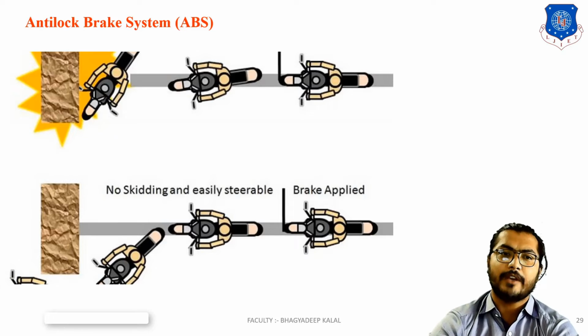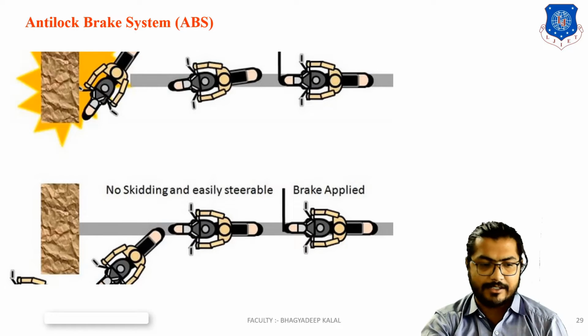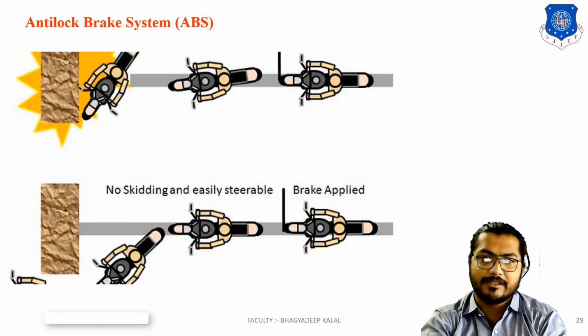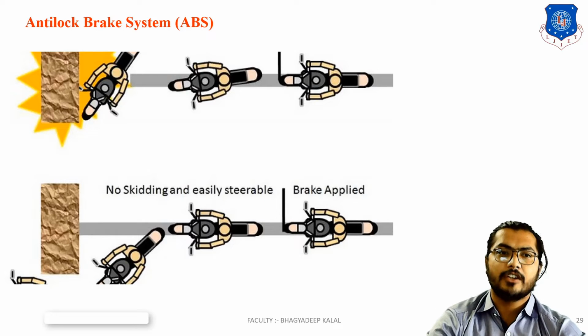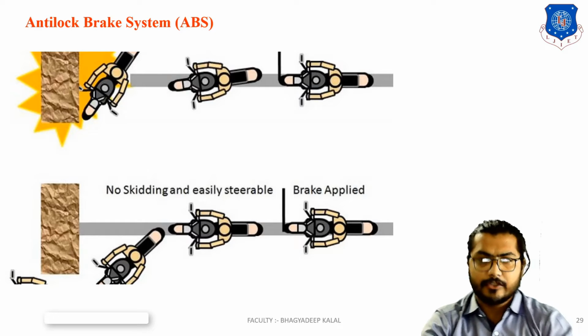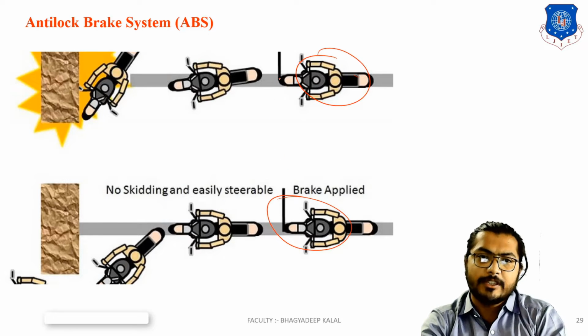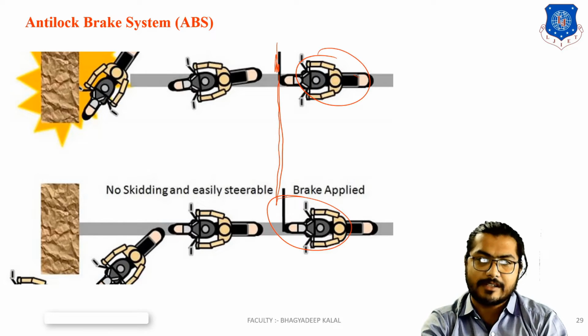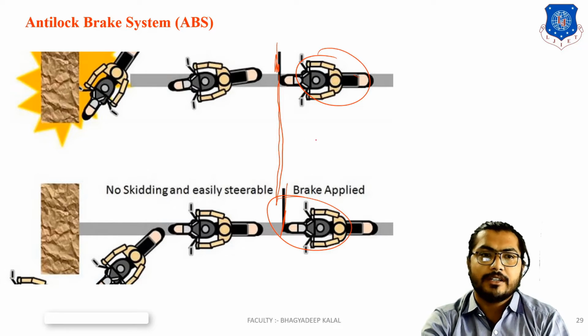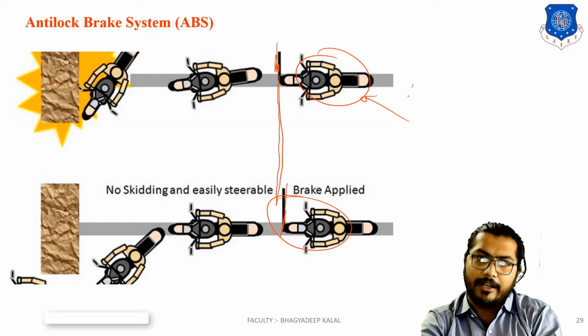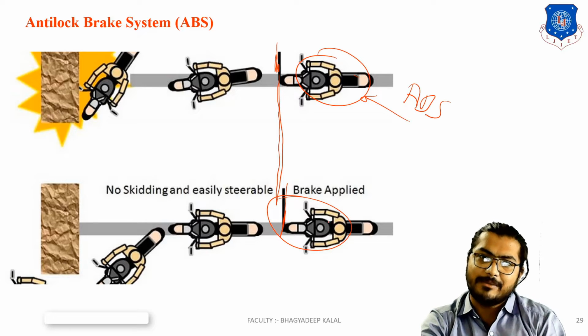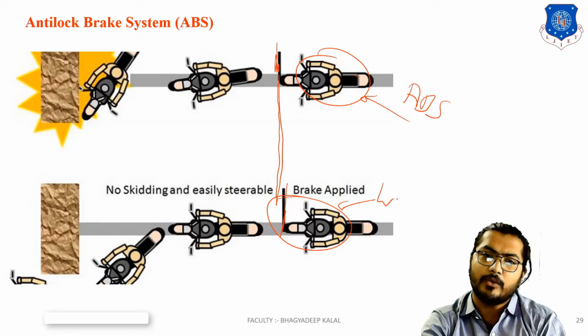This is the diagram of the anti-lock braking system. Let us understand the function. These are two people, person 1 and person 2, who drive the bike. Both apply the brake from the same distance. One bike has an ABS system and the other is without ABS.